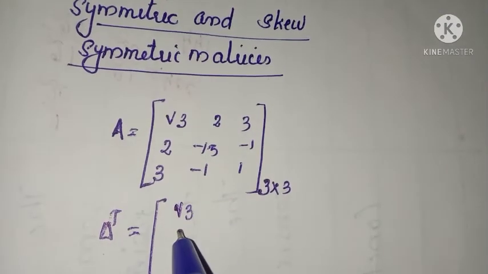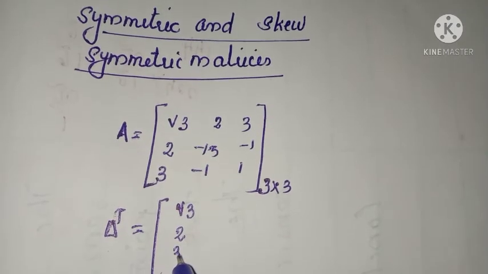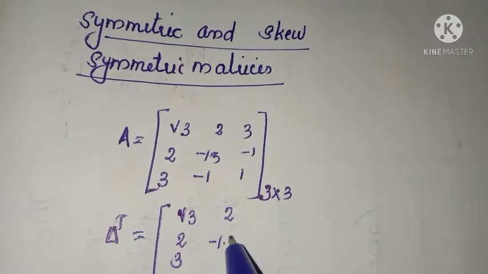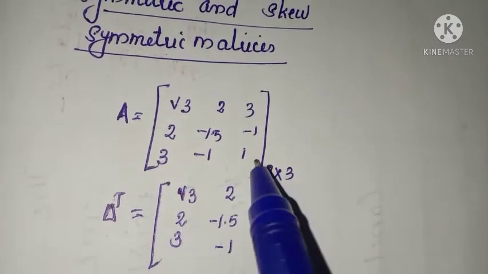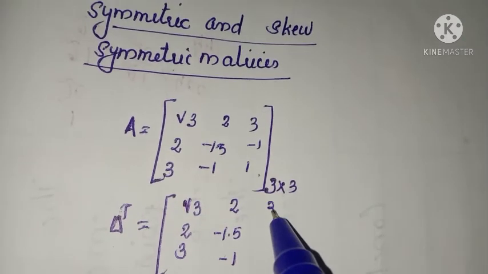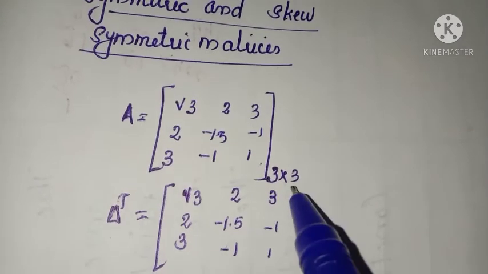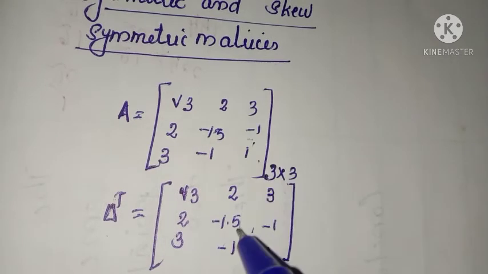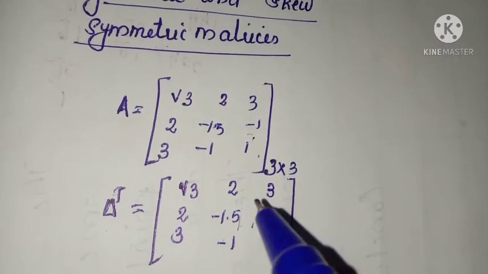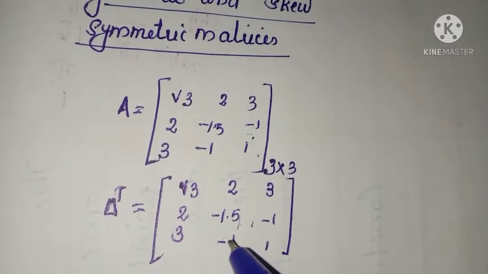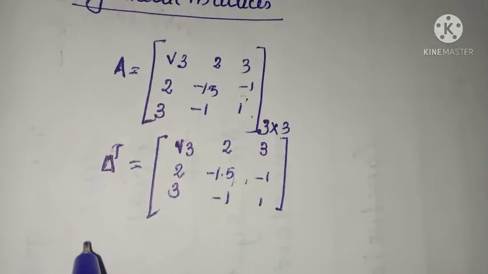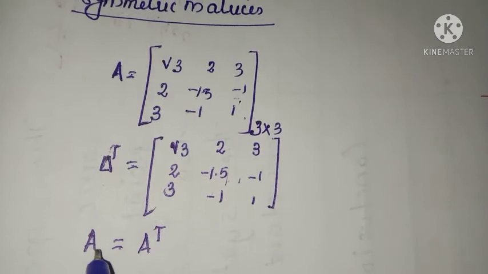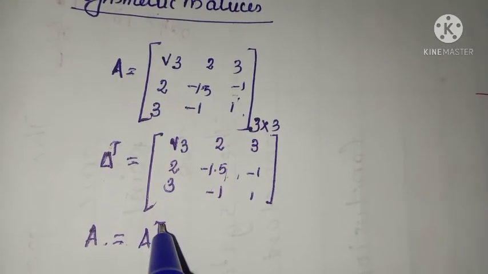So root 3, 2, 3. Second row: 2, negative 1.5, negative 1. Third row becomes third column: 3, minus 1, 1. Now observe these two matrices. Is there any change in the matrices? No. Both matrices are same. That is, the given matrix A is same as its transpose. A is equal to A transpose.